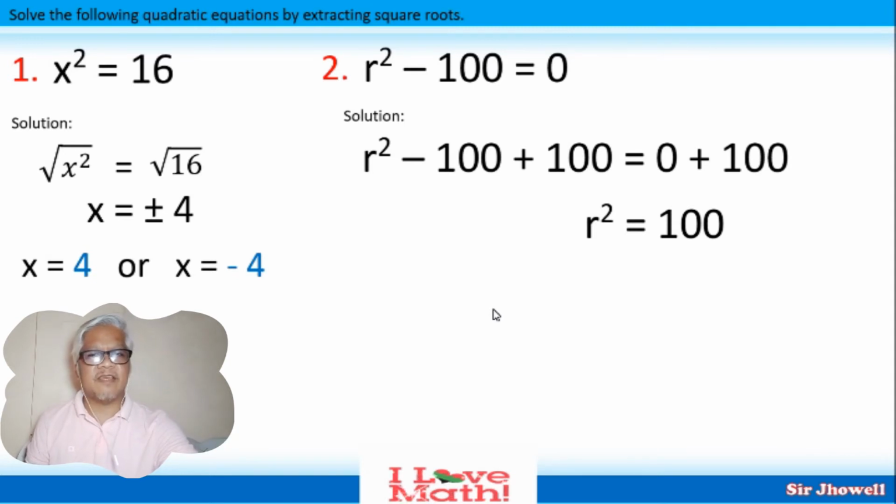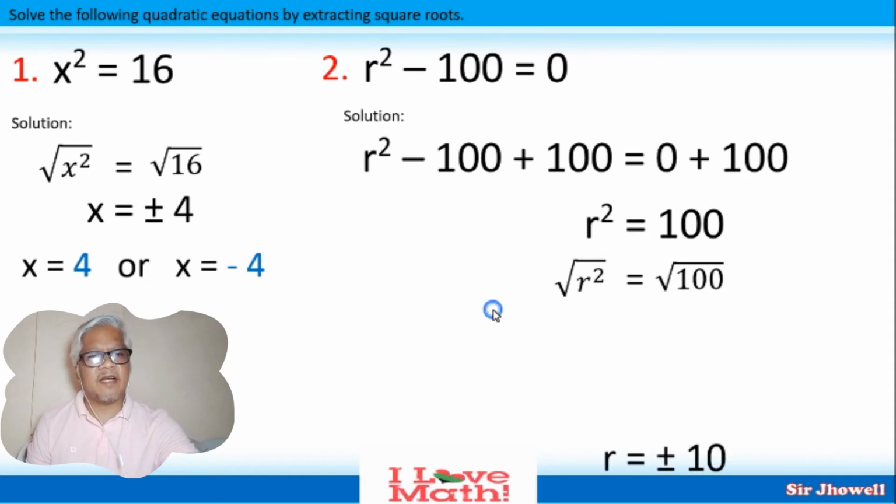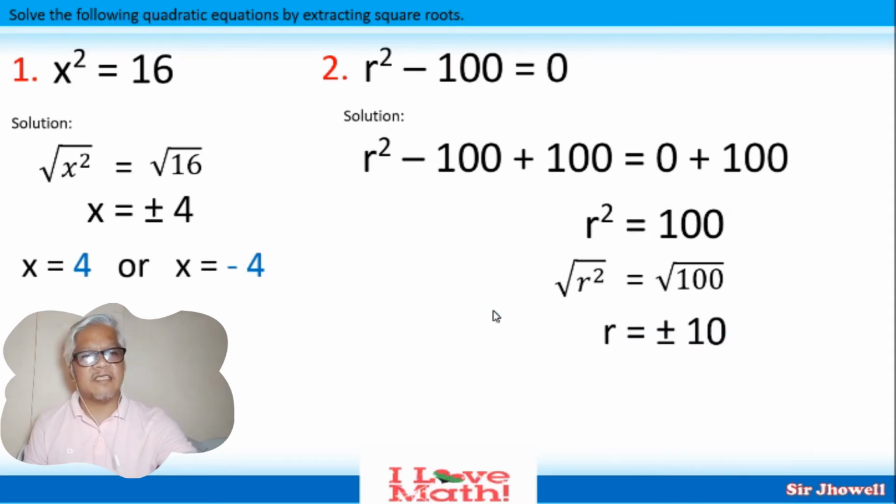At katulad nung ginawa natin sa number 1, take the square root of r squared so as the other side, 100. So, ano nga ang square root ng r squared? Makakancel yung 2 na exponent ng r, kaya siya ay r na lang. And then, square root of 100 is 10.